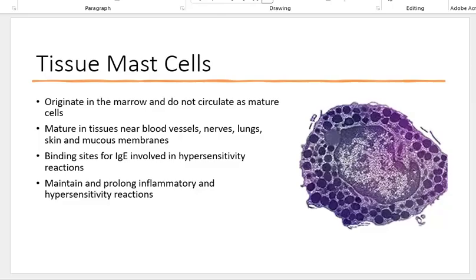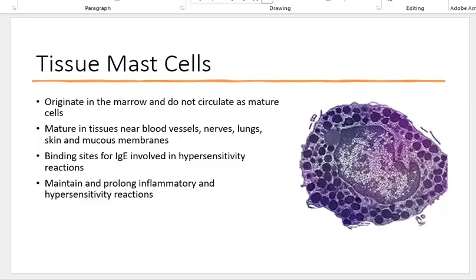They do release histamine, prostaglandins, and leukotrienes when activated by allergens. They can cause vasodilation, increase vascular permeability, and smooth muscle contraction, leading to symptoms like hives, asthma, and anaphylaxis.